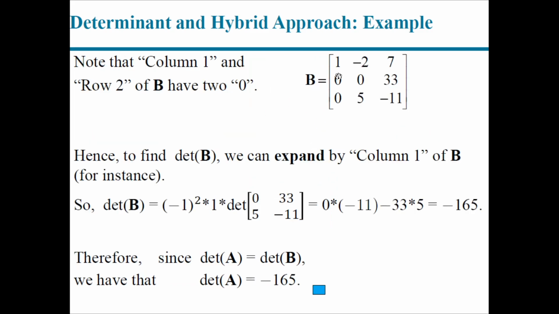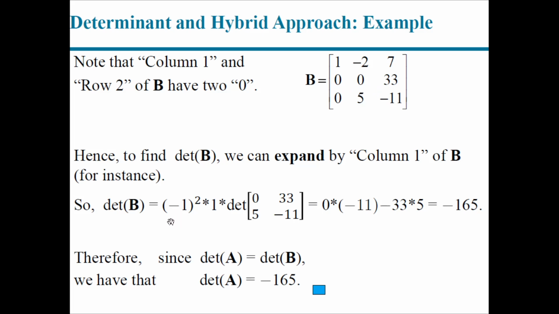So this observation that I have 2 zeros in column 1 or 2 zeros in row 2 tells me, hey, I could expand by one of them. So let's say here I choose to compute determinant of B by expanding by column 1 of B. Somebody could choose row 2 also, it's perfectly fine.